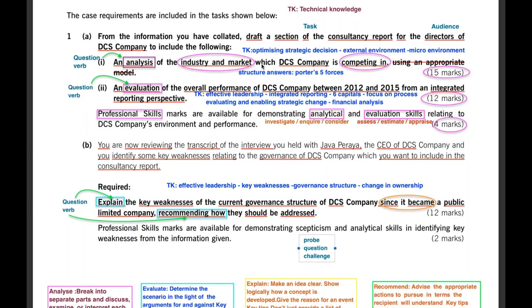It does not necessarily have to strictly follow Porter's 5 Forces. You don't spell out that you are using Porter's 5 Forces model. Remember, your Porter's 5 Forces model is just to help you structure your answer. If you have any additional points that you want to put in, you may put them in. I hope that's clear.